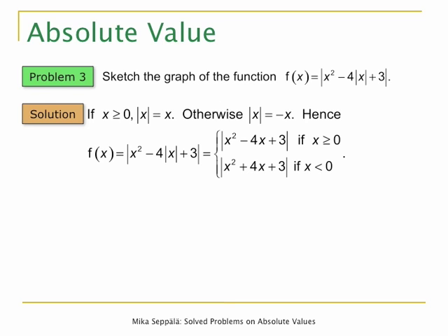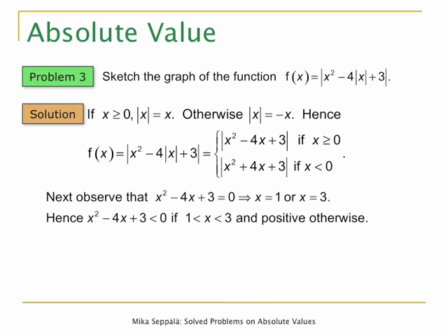We must start from the innermost absolute value sign, and we observe that if x is greater or equal to 0, the absolute value of x is x itself. Otherwise, the absolute value of x is negative x. Hence, if x is greater or equal to 0, the expression for f of x is the absolute value of x squared minus 4 times x plus 3. And if x is less than 0, f of x is the absolute value of x squared plus 4 times x plus 3.